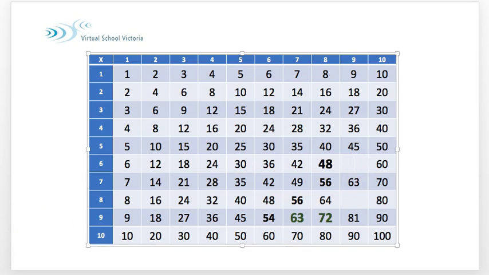9 sixes, another very tricky one. Well, remember the pattern that we talked about. Let's have a look. 54. There we are. And the last one for the day is 9 eights, which is the same answer as 8 nines. Let's have a look if we can work that out. 72. Well, that's kept us busy, a lot of numbers there.